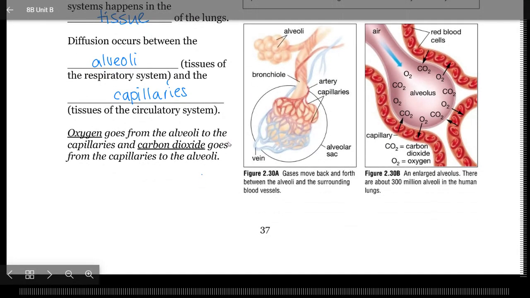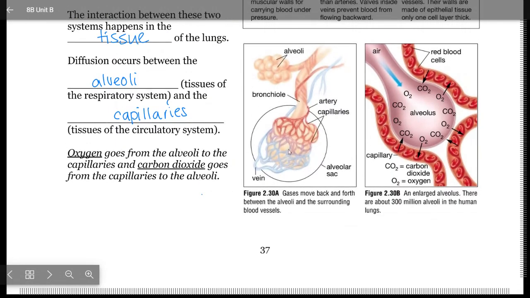Oxygen goes from the alveoli to the capillaries, and carbon dioxide goes from the capillaries to the alveoli. This is the alveoli. It looks like grapes.